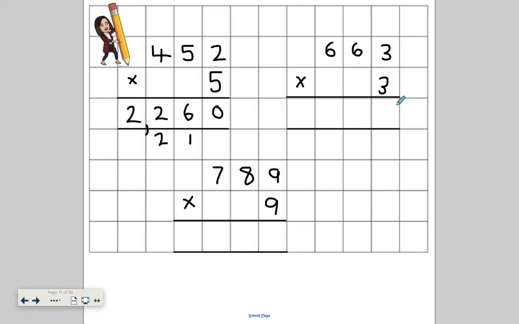Then we have 3 times 3, not 3 add 3, remember, so it's 3 times 3, which is 9. And 3 times 6, so 3 times 6 is 18, so we make sure we put the 8 in first, and we carry the 1 across. And then we've got the same again, so we've got 3 times 6, or 6 times 3, so we knew it was 18 before, but we've got to remember we have this little extra one here this time. So that'd be 19. So we have 1,989. And my comma in the right place there.